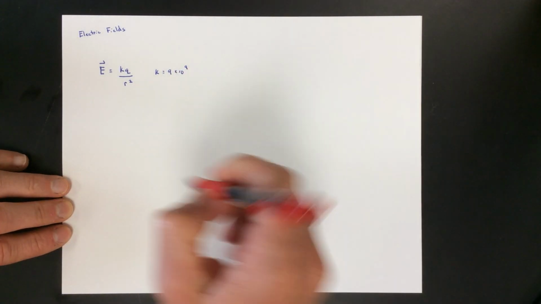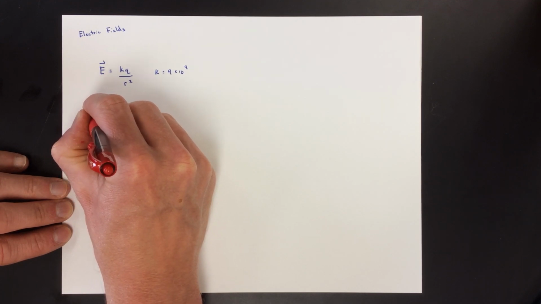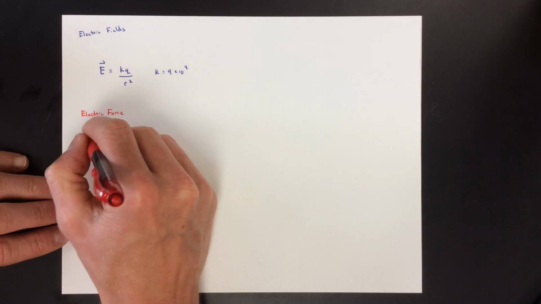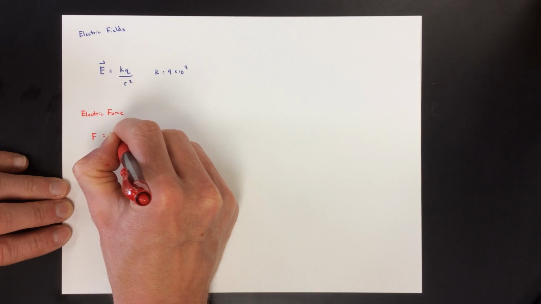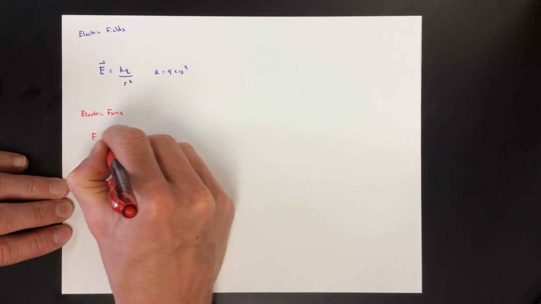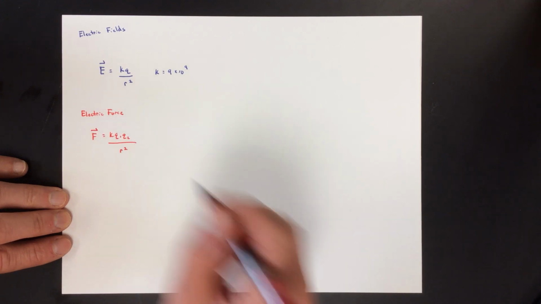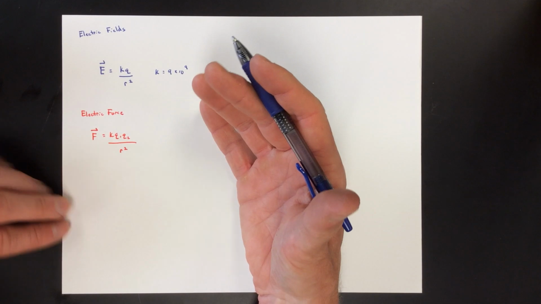And again, I just want to remind you that the electric force was K, some Q1, and some other charge Q2, over R squared. And again, it's a vector, and so is an electric field. And I guess it's the same thing for gravity. There's a lot of comparisons here.